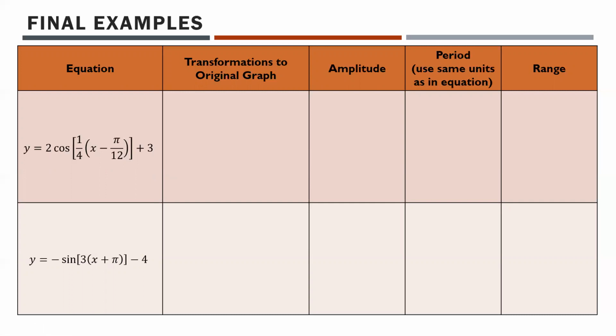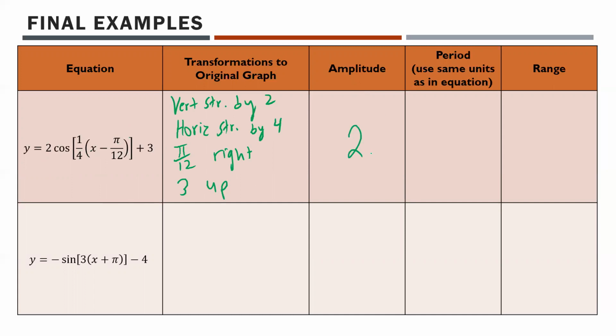So 2 cos, all that, you can read it. Transformations to the original graph. Let's break this down. 2 is a vertical stretch by 2. The 1/4 is related to horizontal translation. We could say it's a horizontal stretch by 4. Minus pi/12 means we're going pi/12 to the right. And then plus 3 on the end means we're going 3 up. Amplitude is only going to be related to your A value. Sorry, amplitude here is going to be 2.